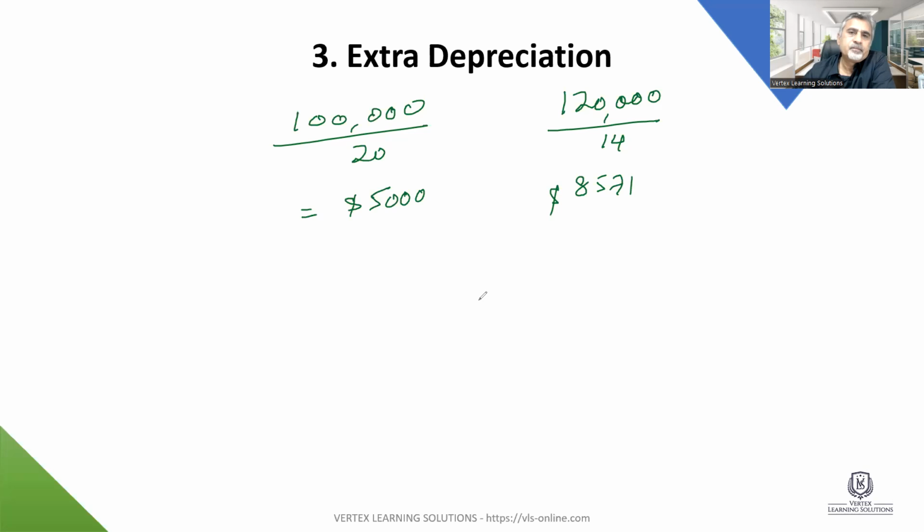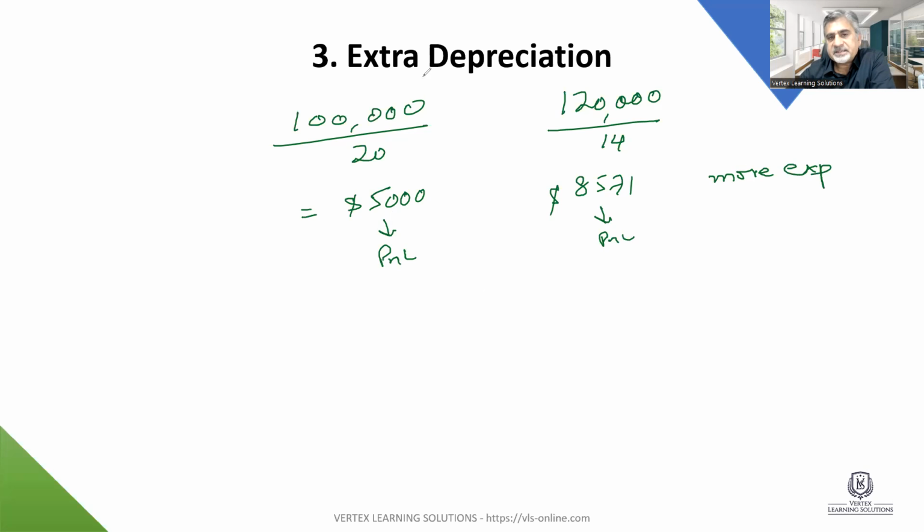$8,571. So this goes to my P&L, my profit and loss account, my income statement. This goes to my income statement. And in my income statement, more expense will go. You know that depreciation is an expense. So how much is the difference?